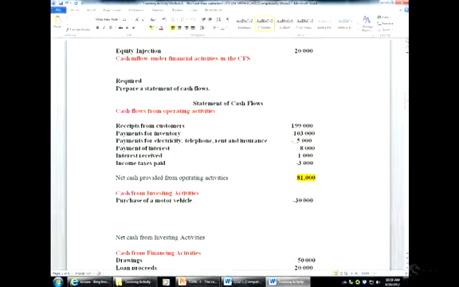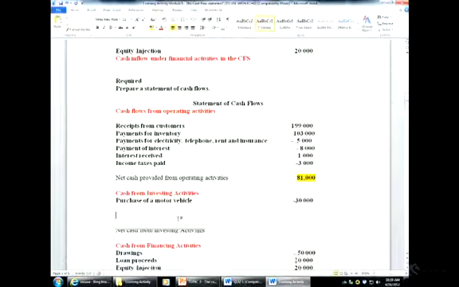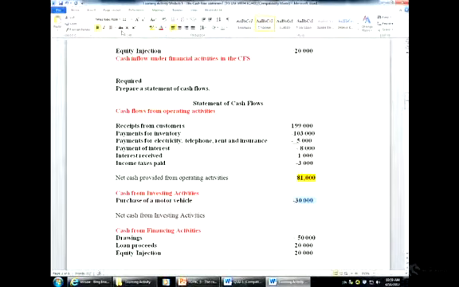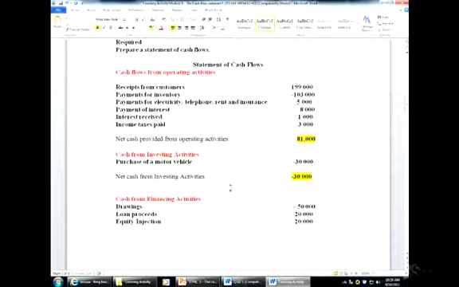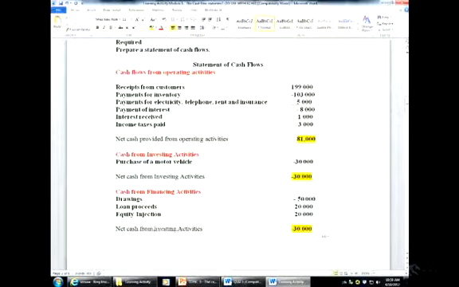Similarly, investing activities, there's only one transaction and therefore the net decrease in investing activities is minus $30,000. Similarly, financing activities, we have minus 50,000 plus 20,000 plus 20,000. So that will give a net result of negative 10,000. So net cash from financing activities is minus 10,000.